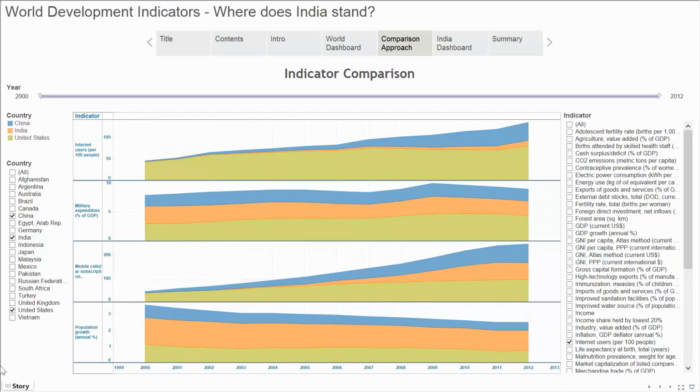Let's look at the first one. Internet users in China and India are more than the US. Very interesting, isn't it? Perhaps one of the very few indicators where we beat the US.